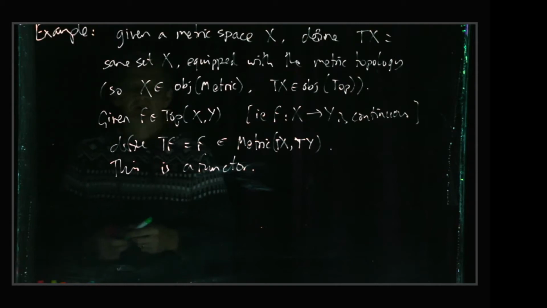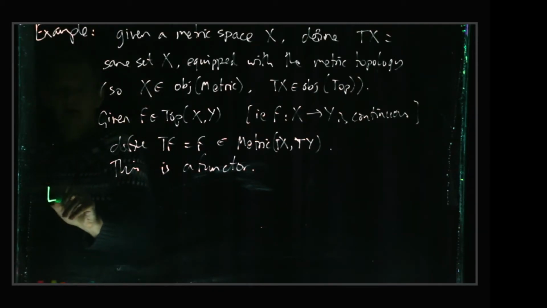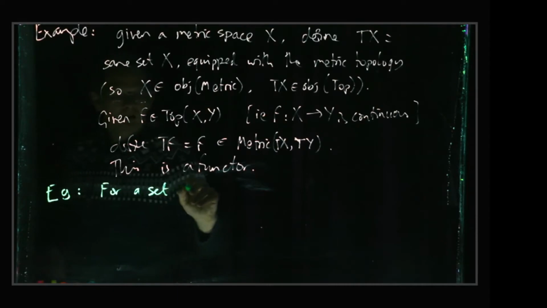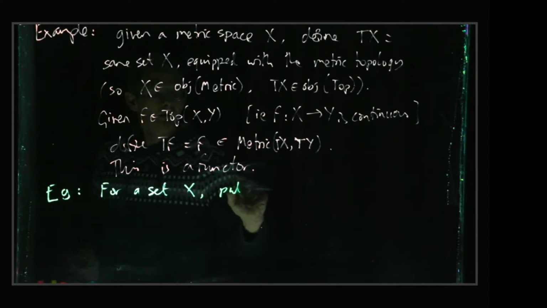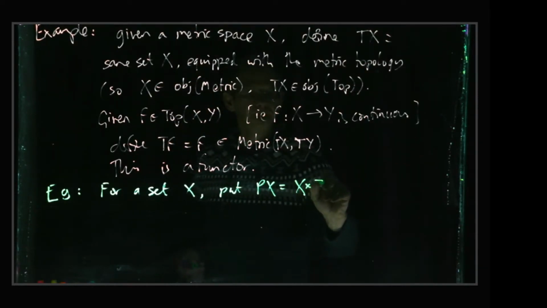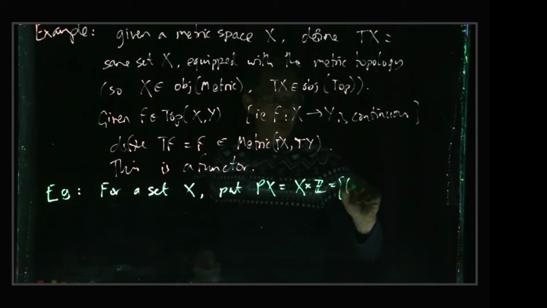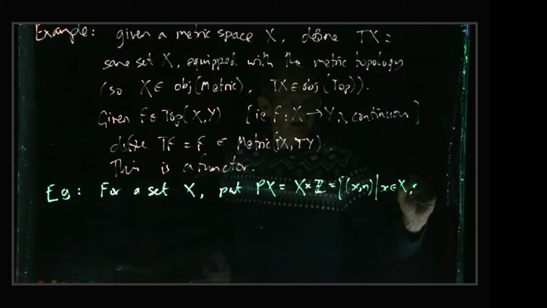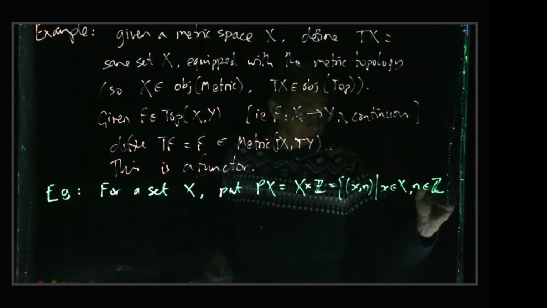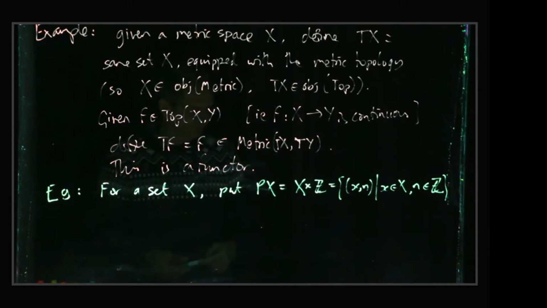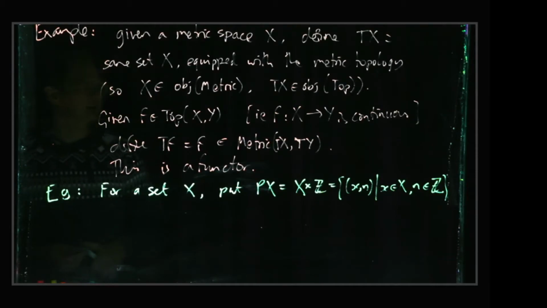So let's have another example, a slightly different character. For a set X, let's put PX is just X cross Z. And remember what that means. That's just the set of pairs (x, n), where x is in X and n is in Z. Okay. So we want to regard this as a functor. Of course, X was just a set, PX is just a set, so this is going to be a functor from the category of sets to the category of sets.